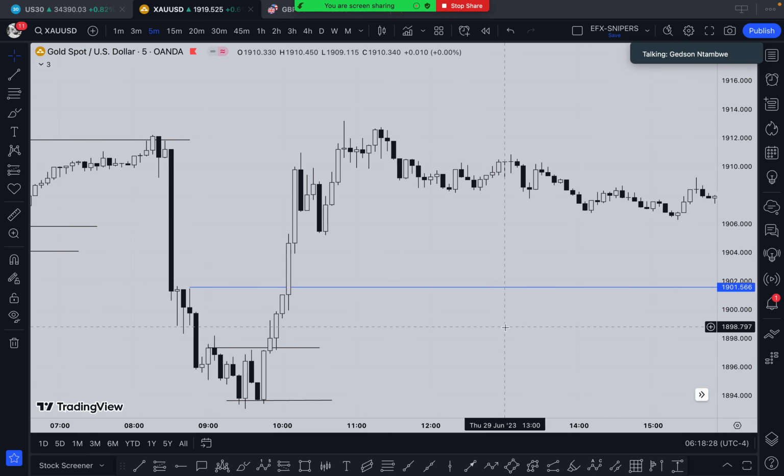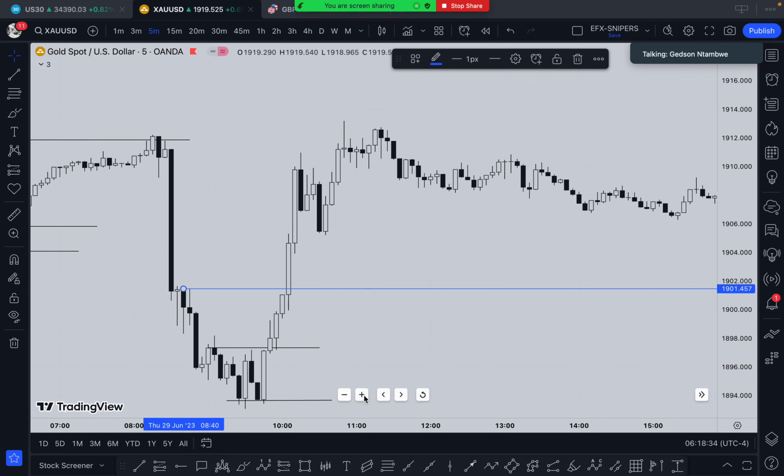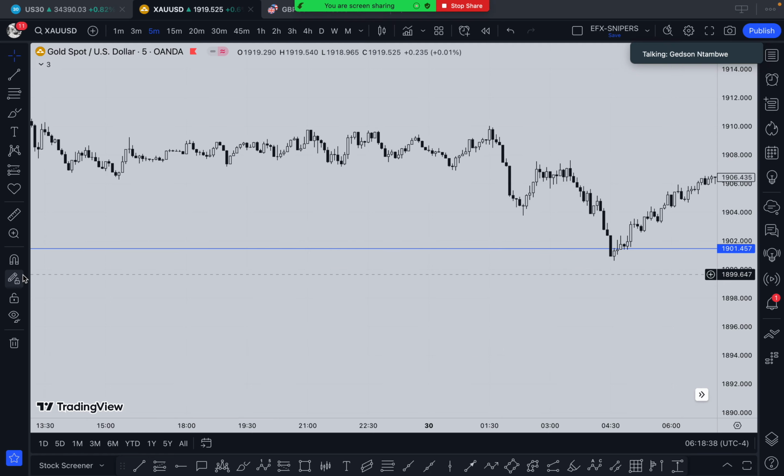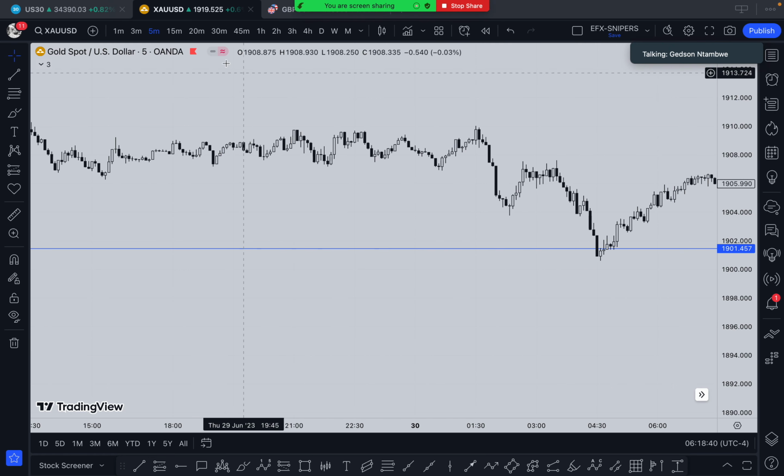I know so many people are asking themselves the question: how is this guy able to catch the trade somewhere here? How is he able to catch this trade? So how I caught the trade was this. I used this one. This is why I took my entry. I'm going to show you guys.